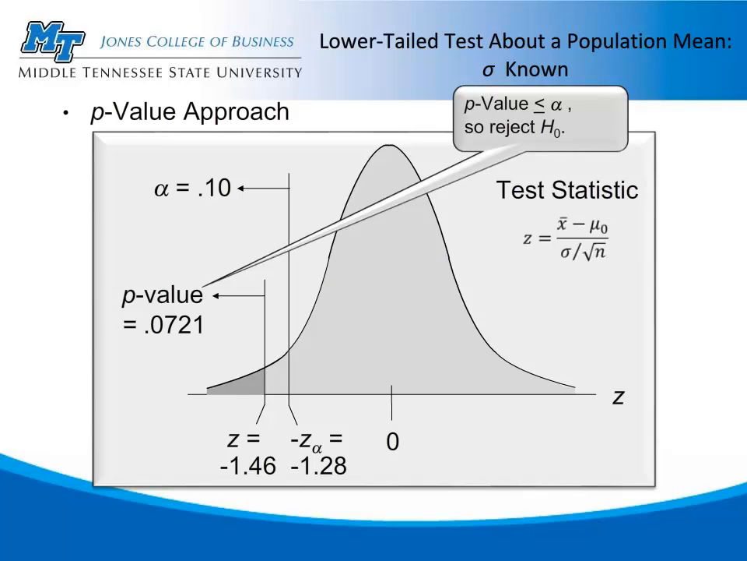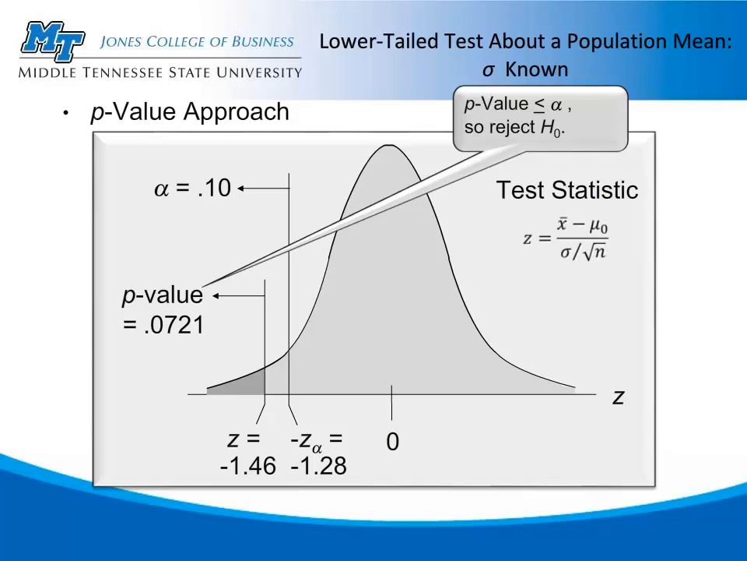Okay, there are a lot of values on this slide. So let's just take this piece at a time. The heading, we have a lower tail test about the population mean. Sigma is known. That information tells you what the test statistic is on the right side. Now you can take that test statistic, you can plug in the numbers for the sample, and you can come up with the computed value.